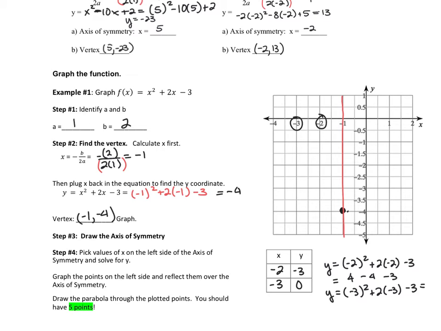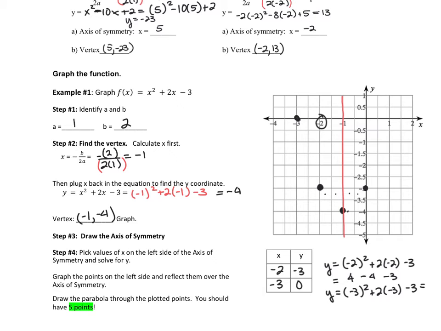So I'm going to graph those 2 points, -2, -3, and -3, 0. And then what I'm going to do is reflect those points over the red line. So if we go back down to -2, -3, it's 2 boxes from that red axis of symmetry. So I'm going to put it on the right 2 boxes from the axis of symmetry.